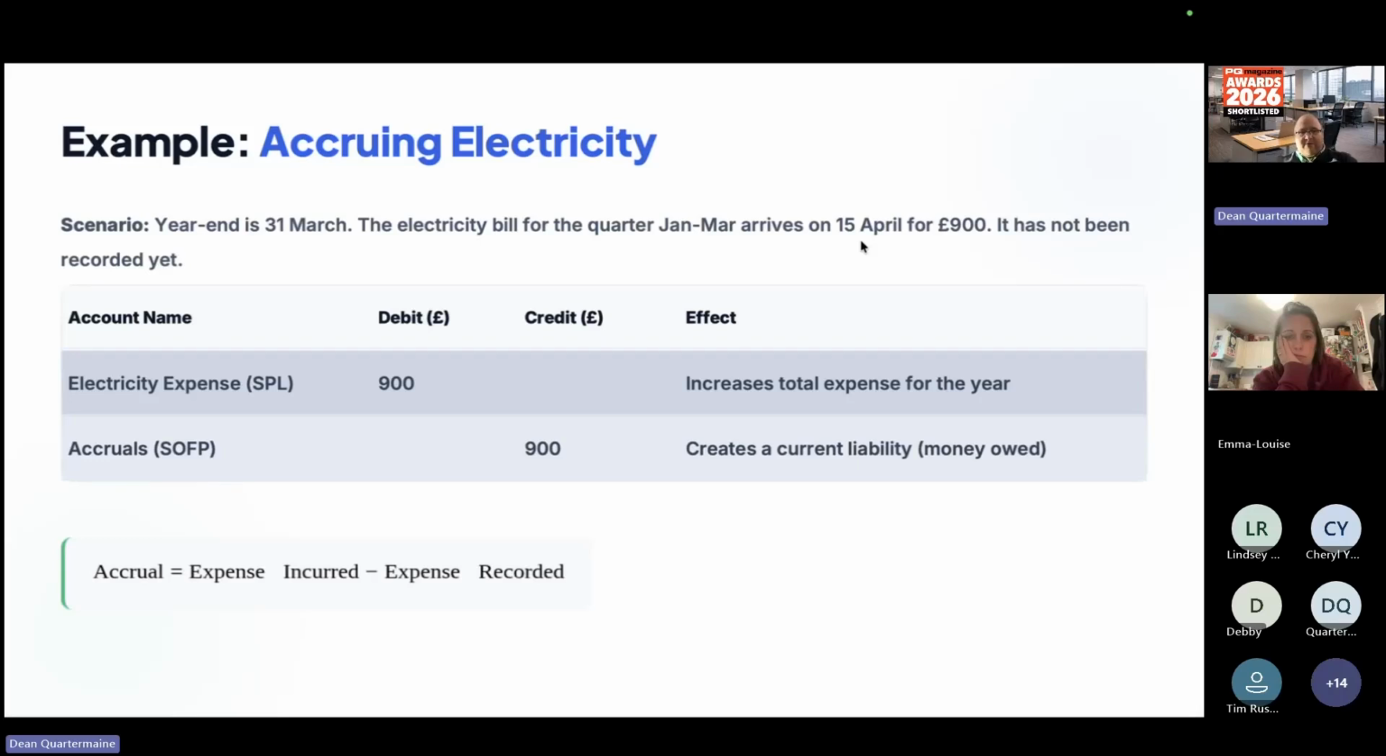So at the bottom there, it sort of shows you what the logic is, if you like, for working out the value of the accrual. So the accrual is equal to whatever expense you've incurred in the financial year minus the value of expenses currently recorded. So you may, for example, know that your rent is £500 a month. Yeah, so you've got rent of £500 a month.